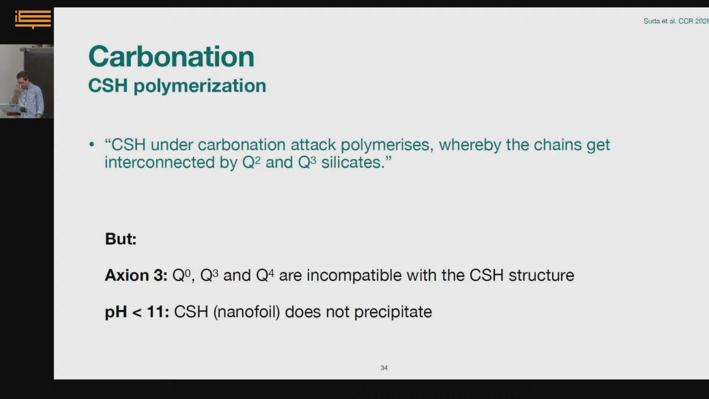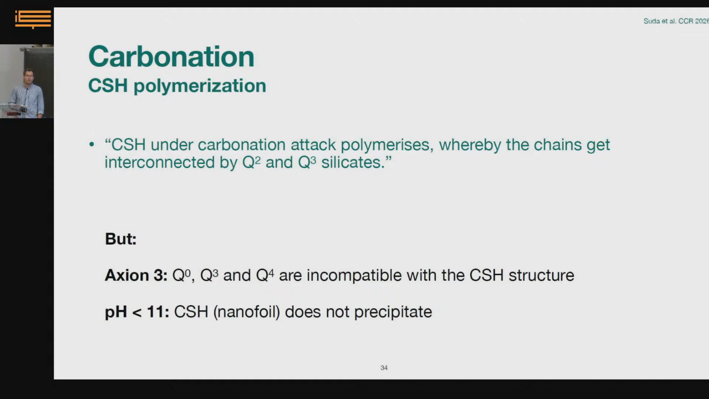One thing I was constantly wondering about is carbonation, because usually you can read something like CSH under carbonation attack polymerizes, whereby the chains get interconnected by Q2 and Q3 silicates. This doesn't make sense from what I see from the synthetic CSH, because firstly, like I said, Q3 silicates are incompatible with the nanofoil. So as soon as you start getting Q3 silicates under carbonation attack, you don't have a nanofoil anymore.